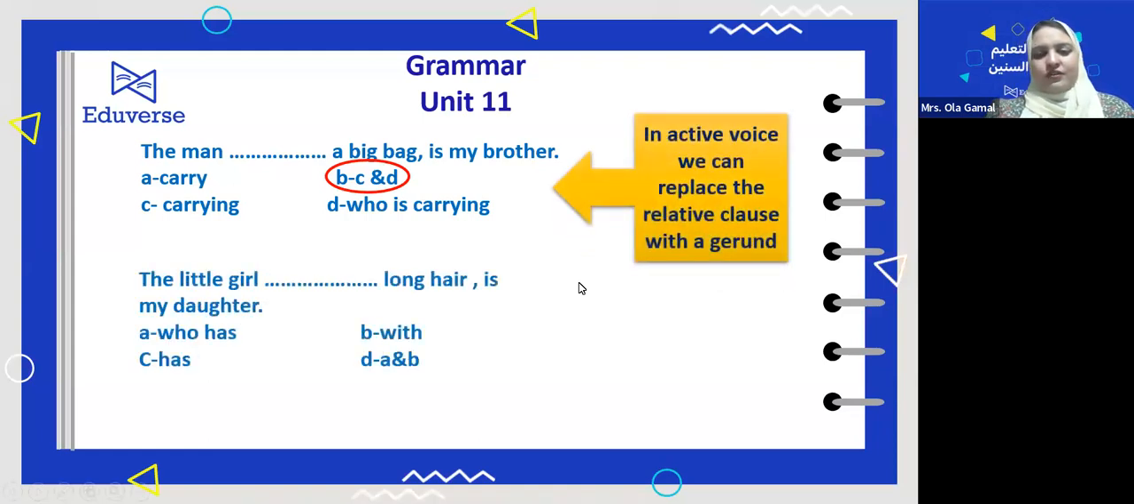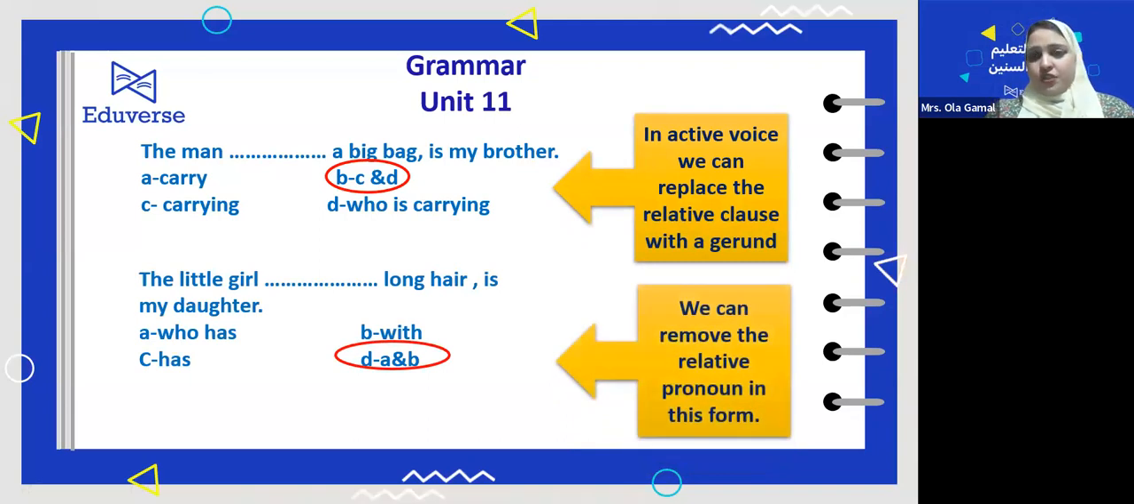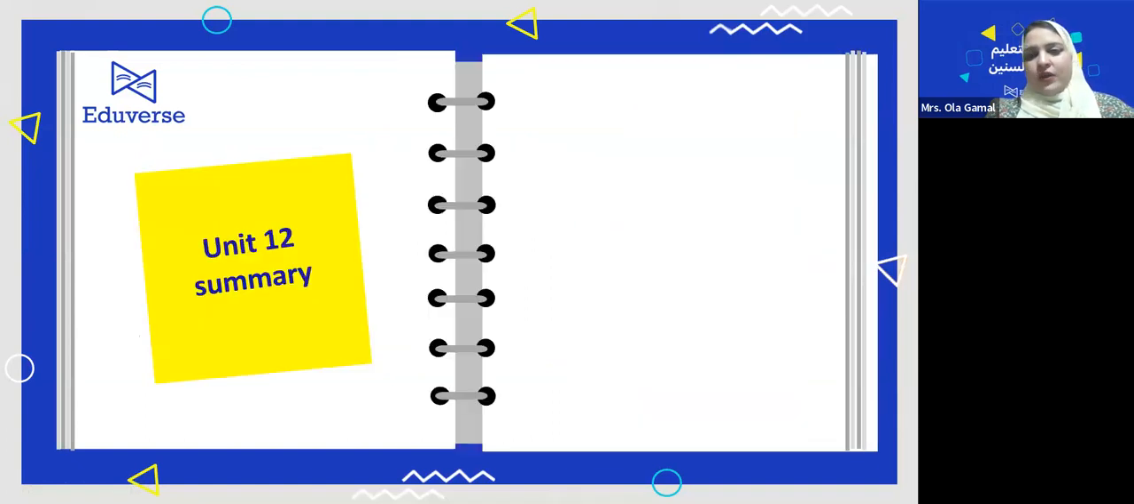Here, the little girl with long hair is my daughter. It's going to be A and B, who has and also with. So the notes here in the first question: in active voice, we can replace the relative clause with the gerund, as we see here. And also we can remove the relative pronoun in this form, as you see here: the little girl who has, or the little girl with.